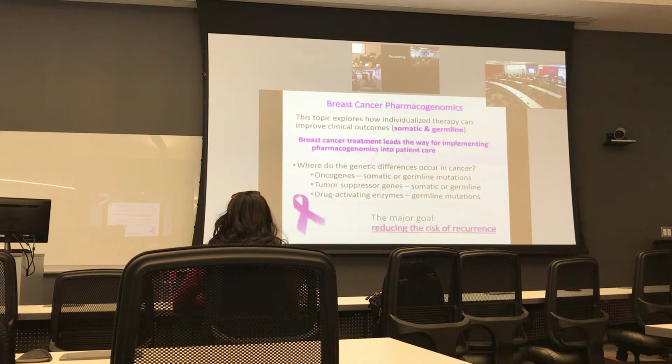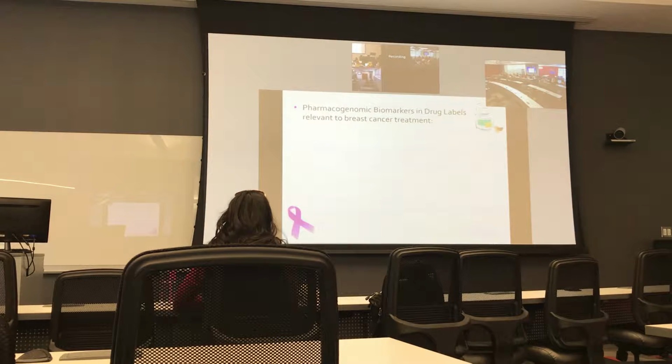So pharmacogenomic biomarkers in drug labels that are relevant to breast cancer treatment obviously include the estrogen receptor and the progesterone receptor. In fact, these are the most important biomarkers. Whether or not a patient, female patient, or even a male patient, because 1 to 2% of all breast cancers occur in men, whether or not they're expressing these is going to dictate how we're going to go about treating them. We also have HER2 expression, also known as ERBB2, the human epidermal growth factor receptor 2. And then lastly, we're going to talk about tamoxifen and CYP2D6.